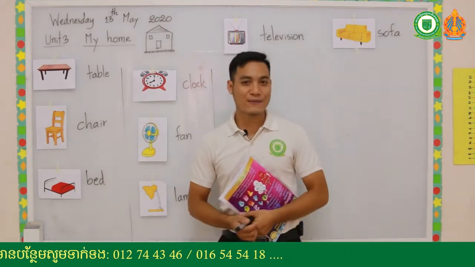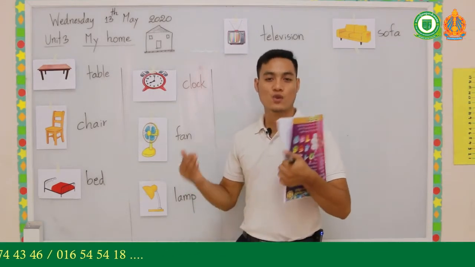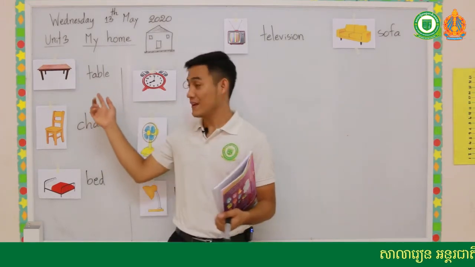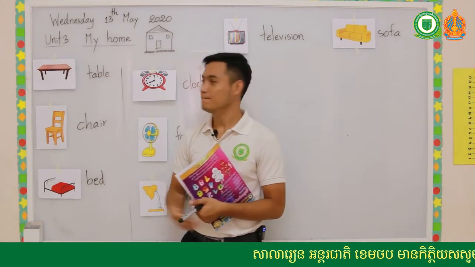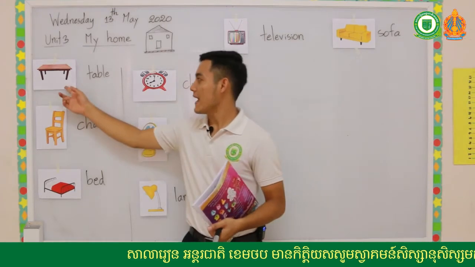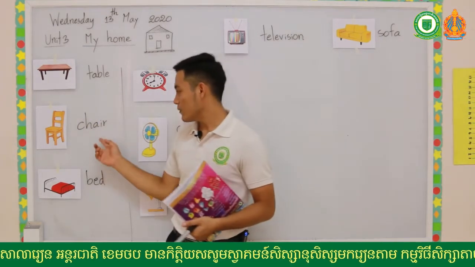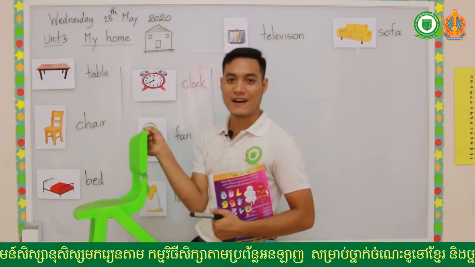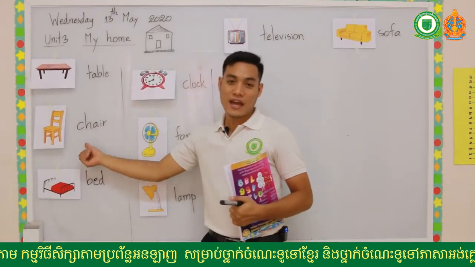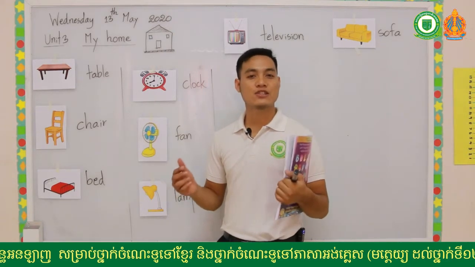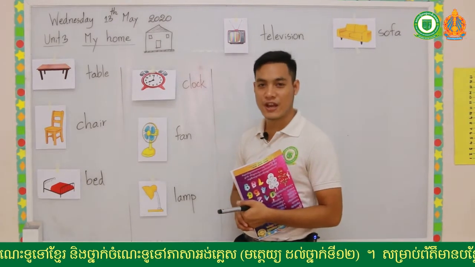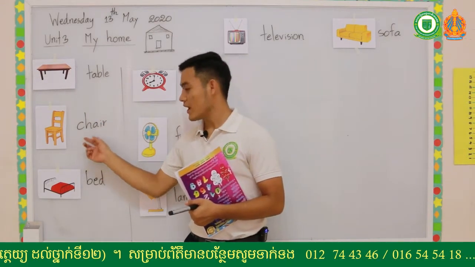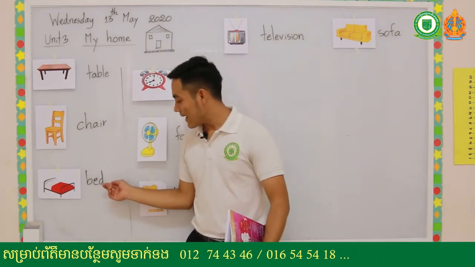Today we will learn about things in your home. What things can you see or find in your home? You can see a table. Table. Okay, go together. Table. And this one, what can you see? This is a chair. You also can see or find chairs in your home. Chair, table, chair.